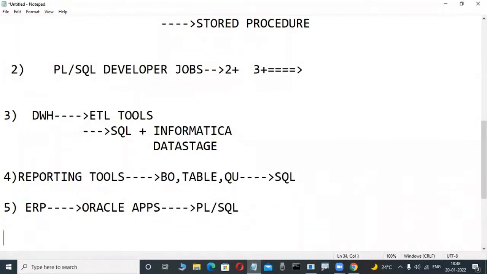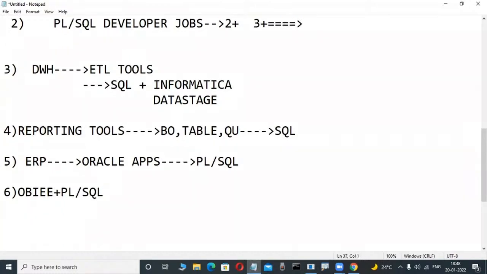Again, OBI programmers are there. OBI is a product, and here the jobs come with PLSQL. Those persons are also learning these courses. Again, that's for different persons.